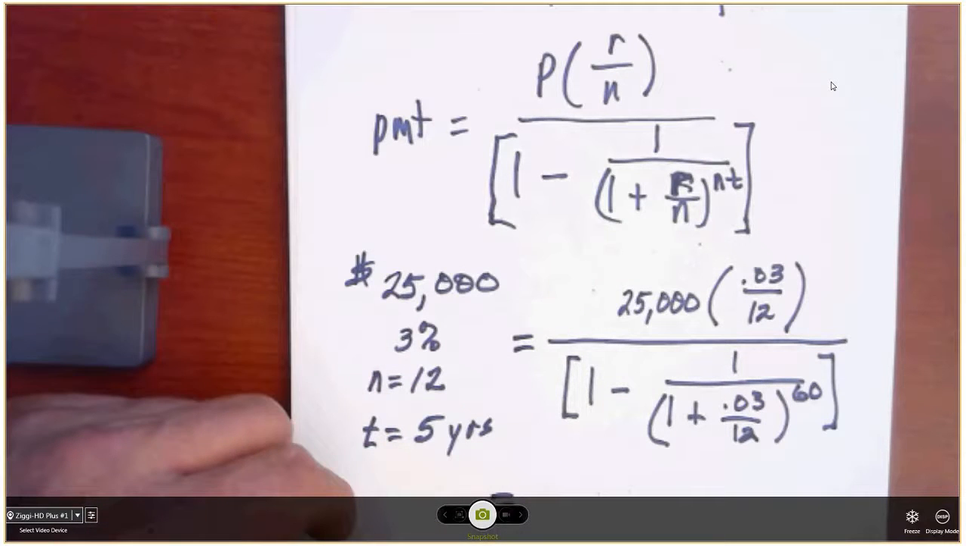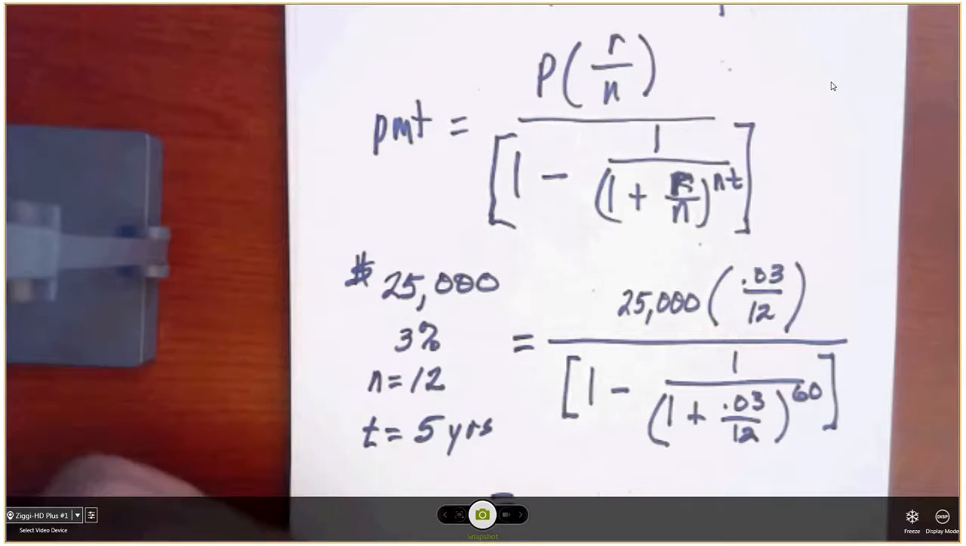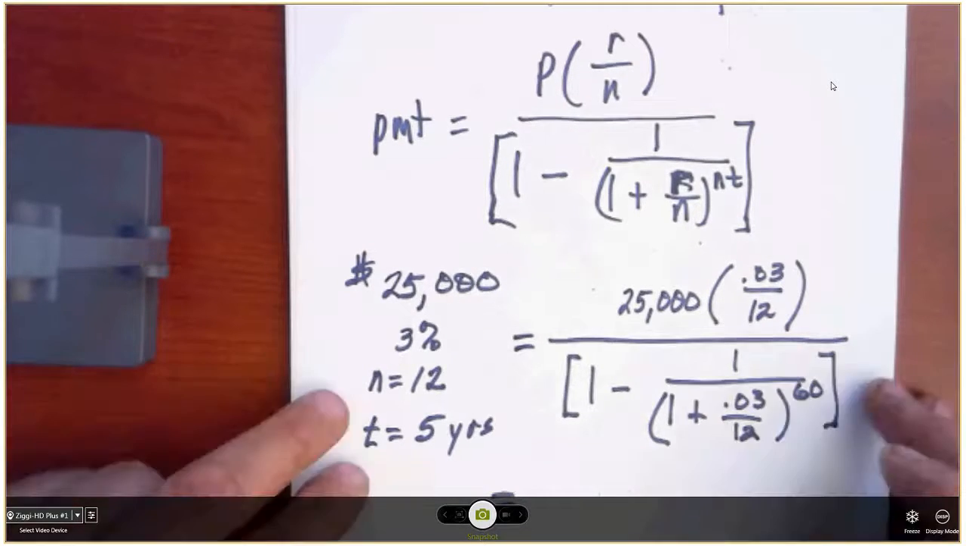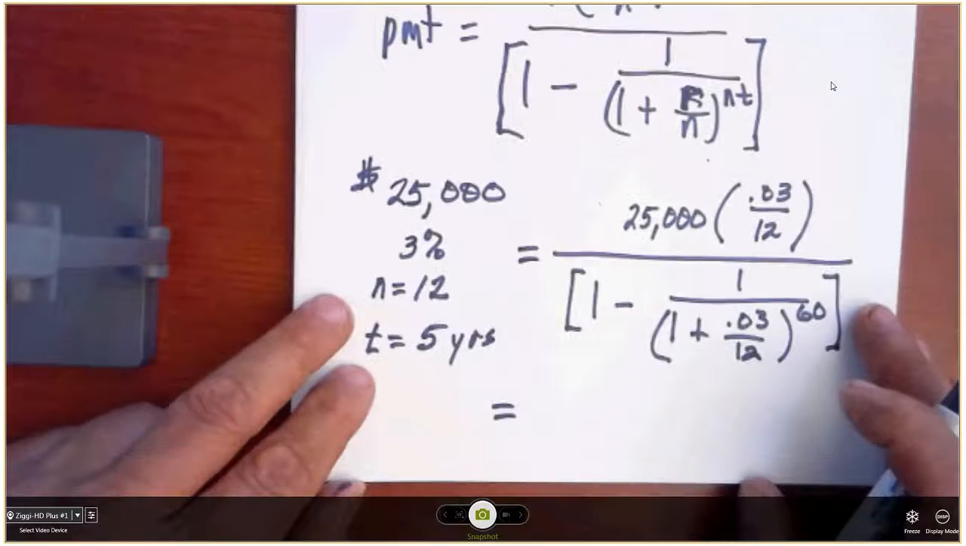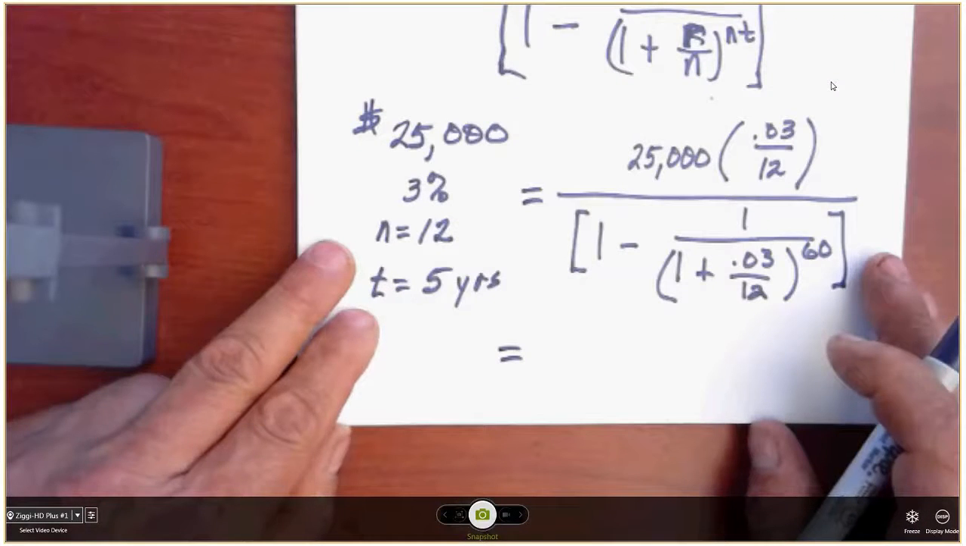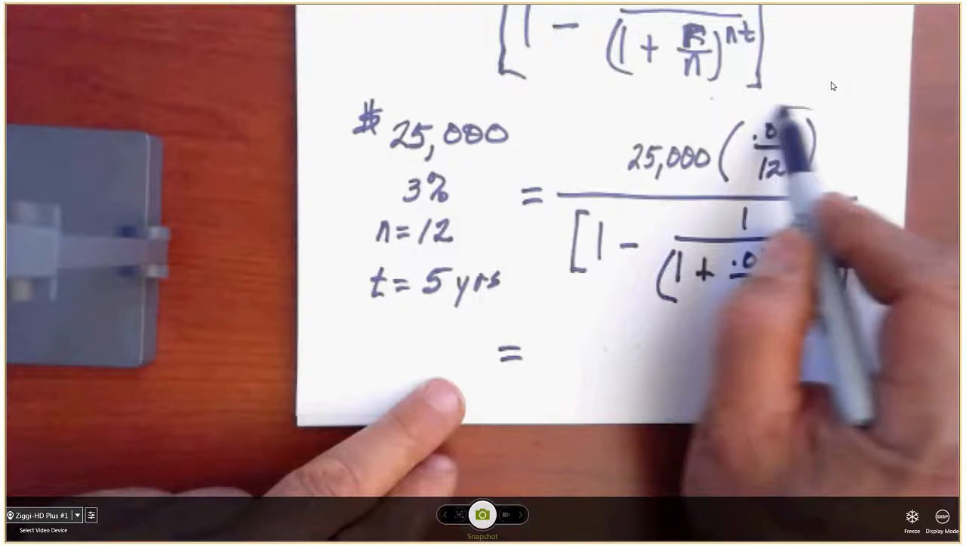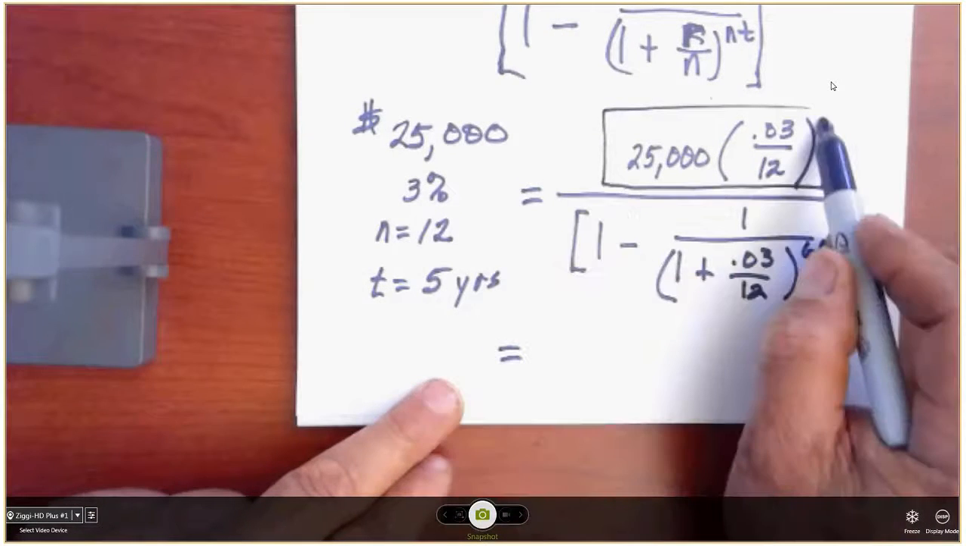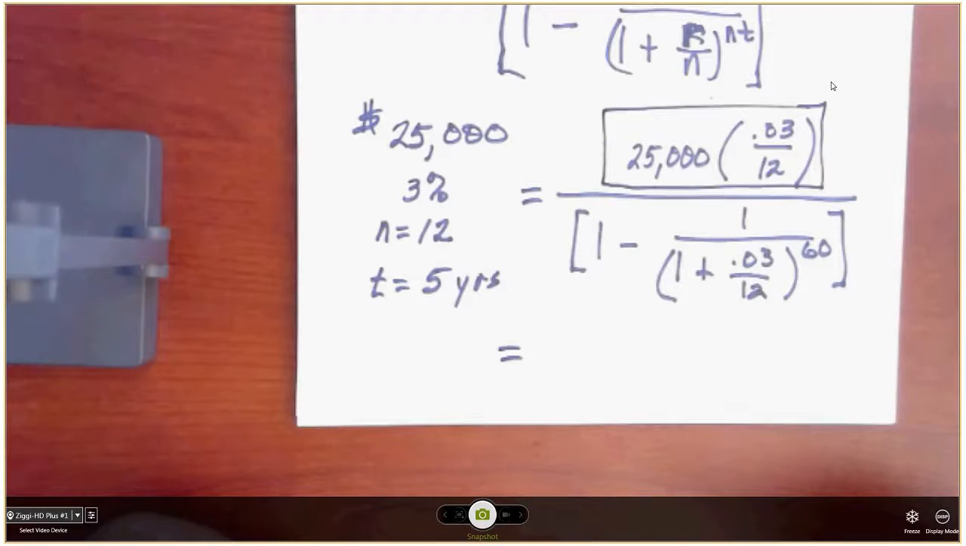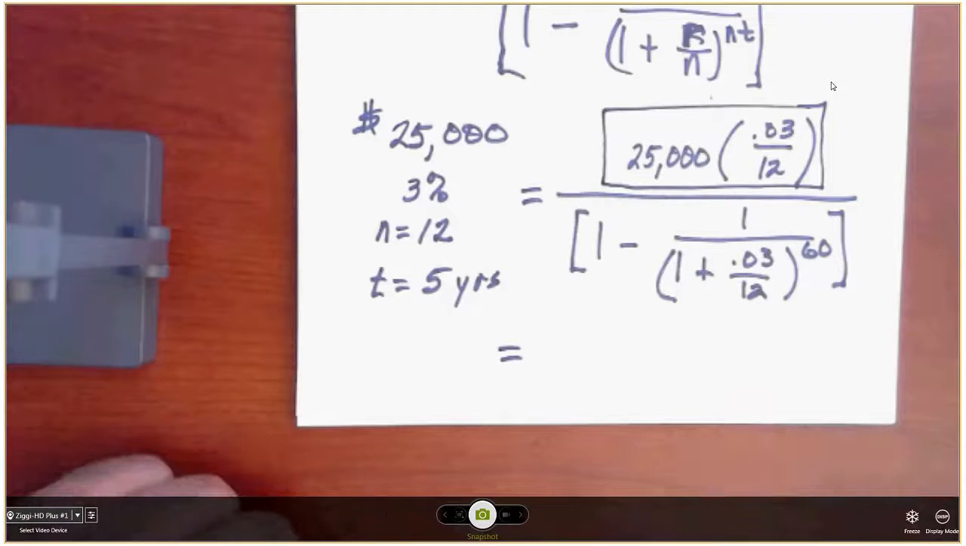Okay, so you're going to have to use your stow button. Somebody tell me what the numerator comes out to be. That's the 25,000 times 0.03 times 12. I'm just going to write the numerator and then the denominator. So what's this part come out to be? I got 62.5, but I don't know. Everybody got that? Okay, 62.5.